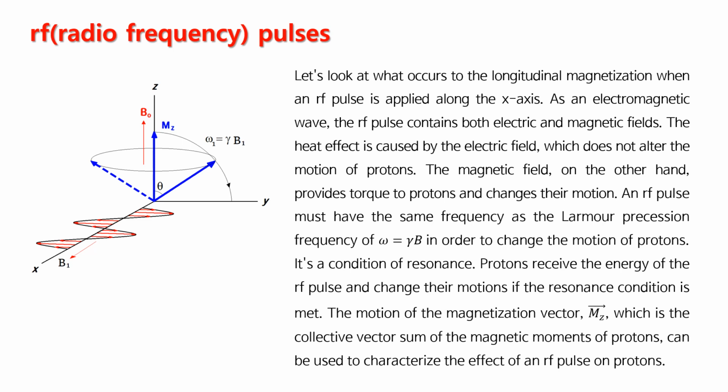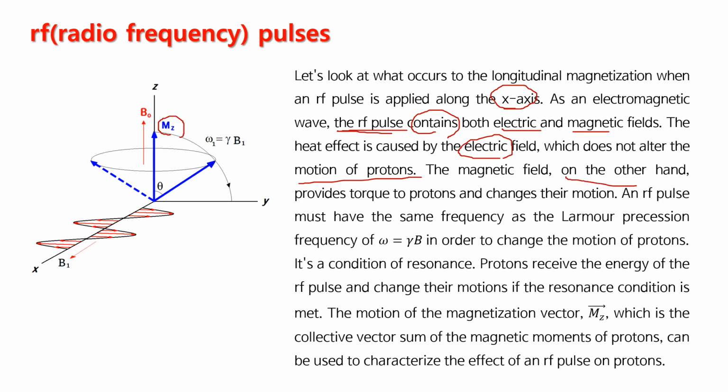Let's look at what occurs to the longitudinal magnetization when an RF pulse is applied along the x-axis. As an electromagnetic wave, the RF pulse contains both electric and magnetic fields. The heat effect is caused by the electric field, which does not alter the motion of the protons. So electric fields in the electromagnetic wave just give the heat effect, but the electric field does not change the motion of the magnetization.